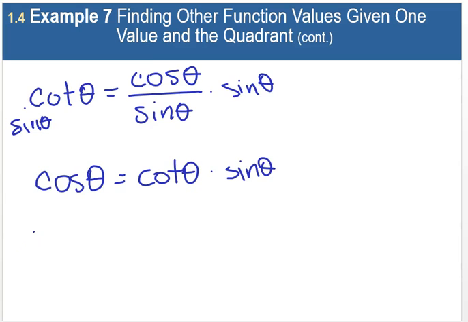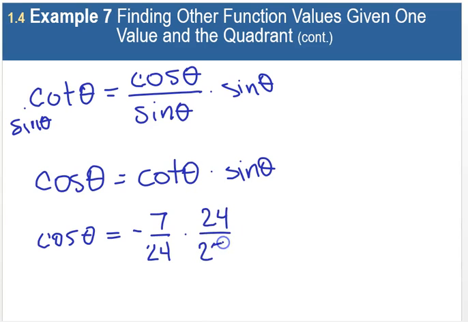All right, so cosine of theta is equal to, well, cotangent was the negative, what was it, 7 over 24. And sine was 24 over 25. Well, the 24's cancel, and so we get negative 7 over 25 is equal to our cosine of theta.